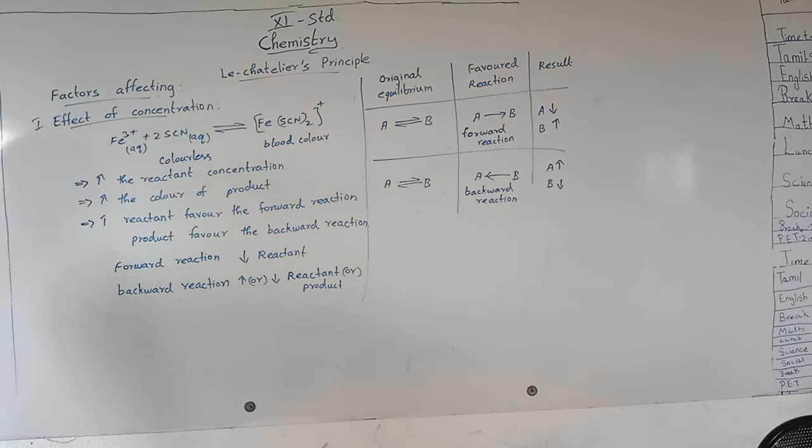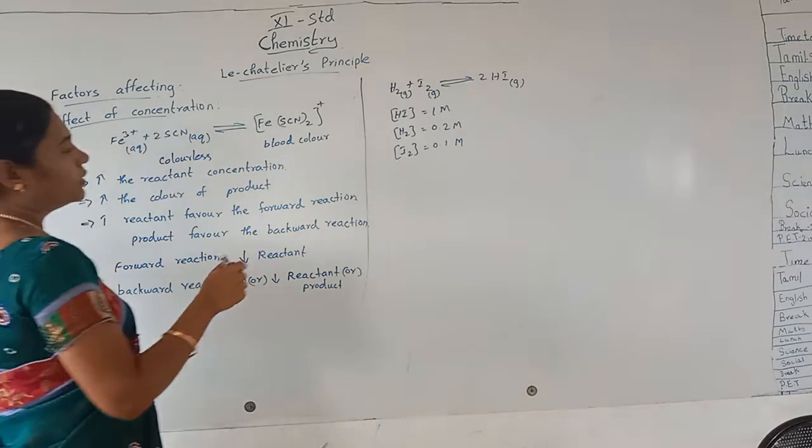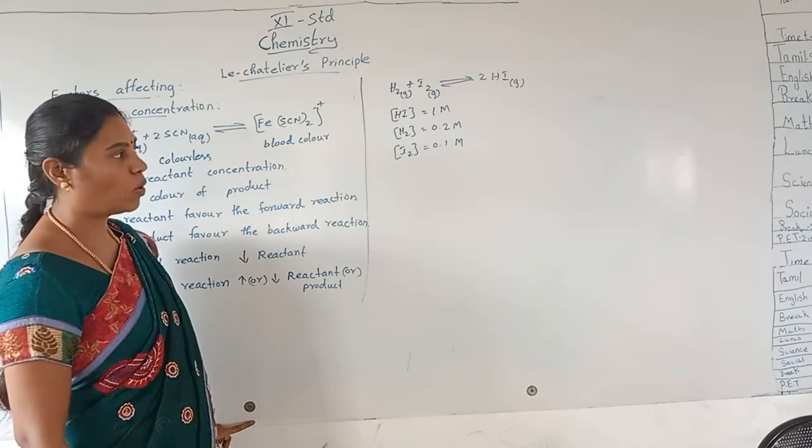Next, the effect of temperature. First, a calculation on the effect of concentration. All of you take your book, page number 16. The formation of hydrogen iodide is the given data. The concentration of hydrogen iodide is 1 molar, hydrogen is 0.2 molar, and I2 is 0.1 molar.